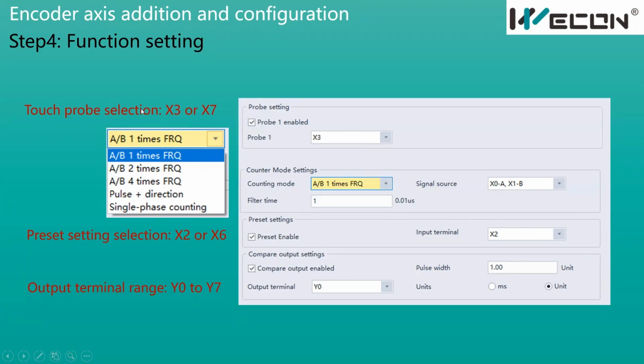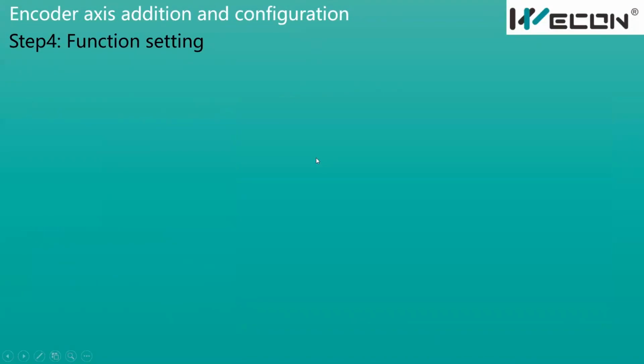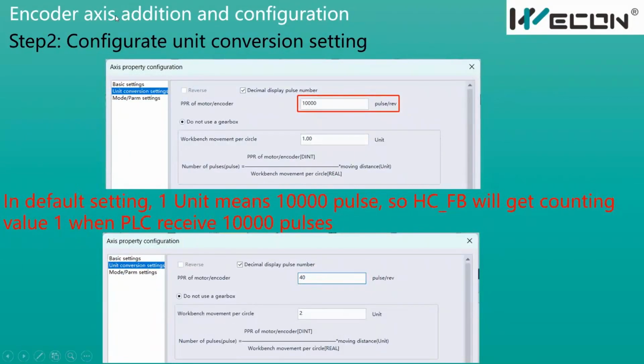Okay, so this is the function setting of our high-speed counter. Here, do you have any questions about the axis addition and the configuration?